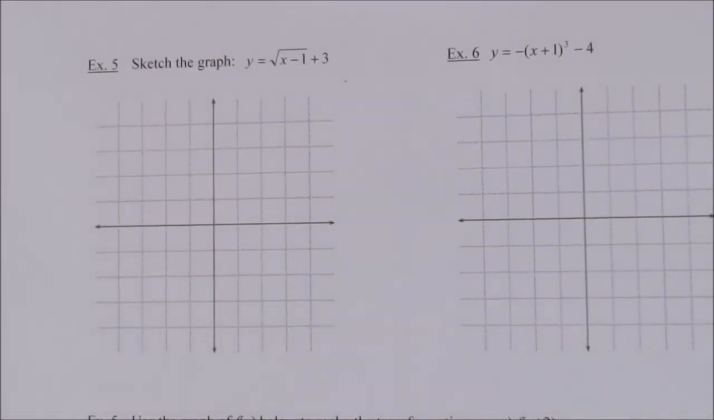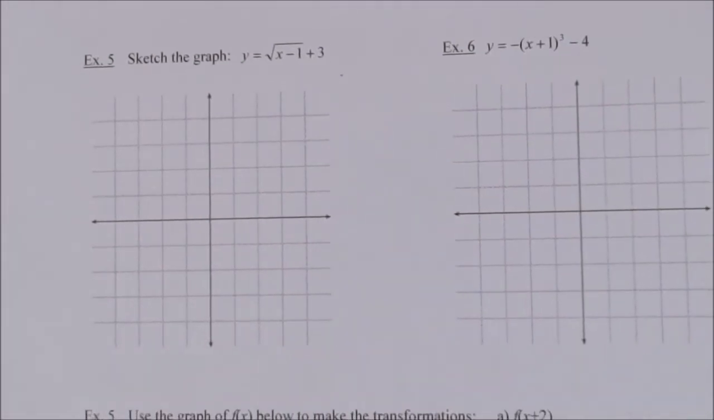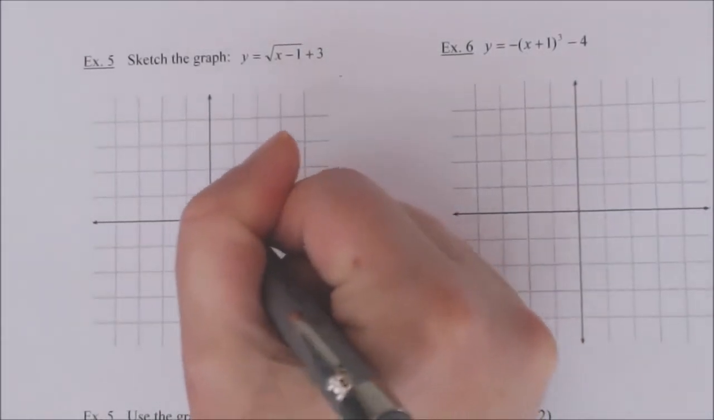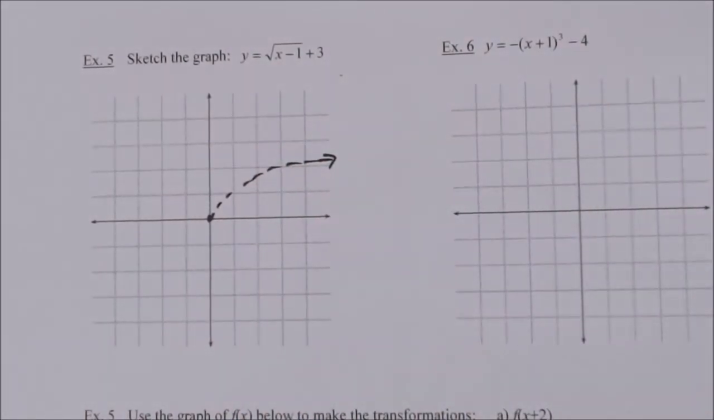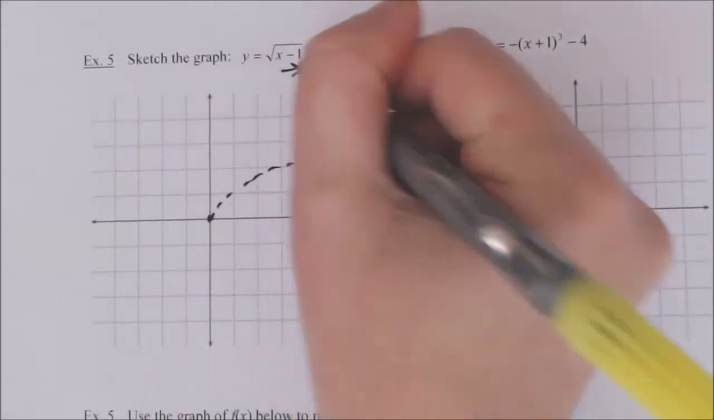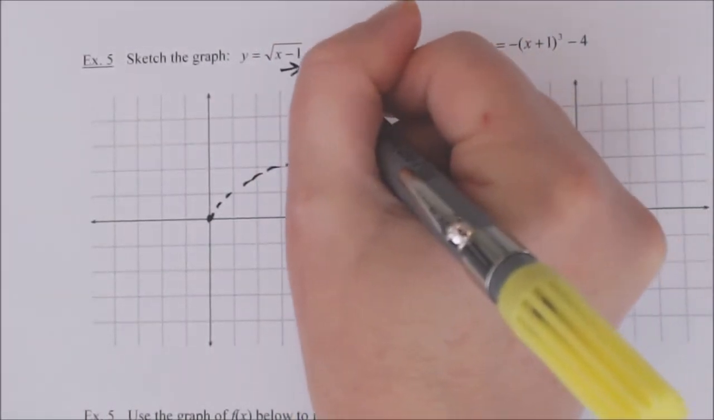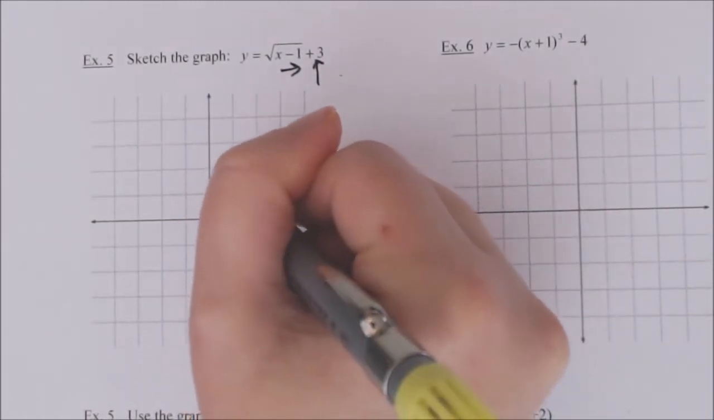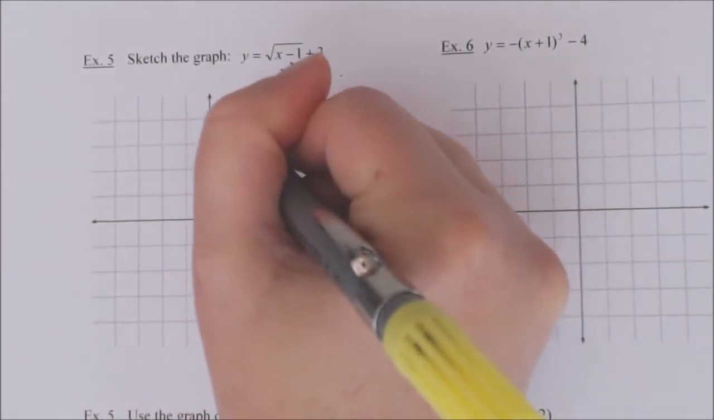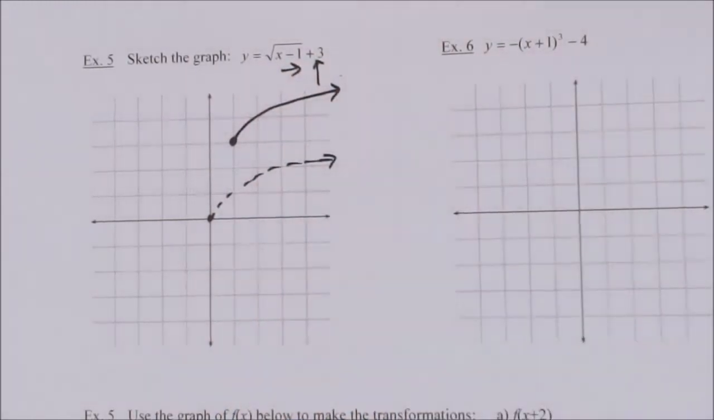Okay, so example 5, it looks like it's the square root function family again. So I'm going to go ahead and draw the parent graph first. And then how is this going to shift? The 1 is on the inside and it's minus, so that means it's actually going to go to the right 1 unit. The 3 is on the outside, so it's going to go up 3 units. So we're going to take this point, go to the right 1 unit and up 1, 2, 3. And so there's our new locator point.